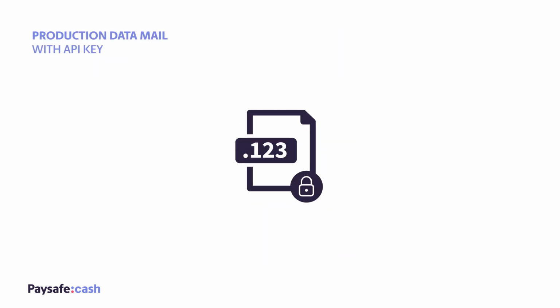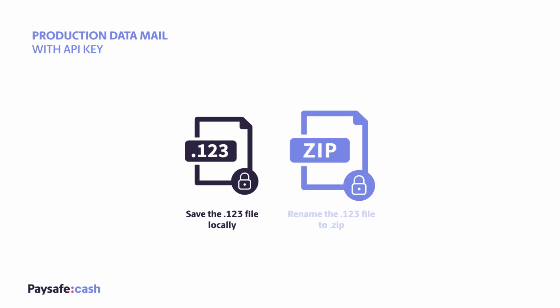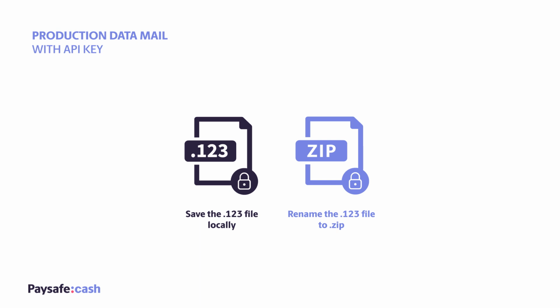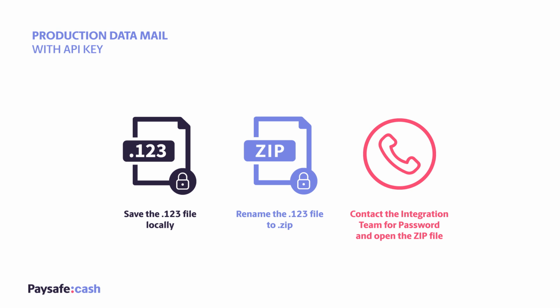You will receive an email from our integration team with the encrypted production data included. In order to decrypt the file, you have to rename it from .123 to .zip. To get the password for the file, please contact the integration team via phone or Skype. Our contact details will be provided to you in the signature of the email.